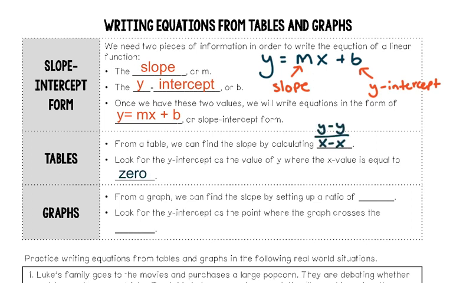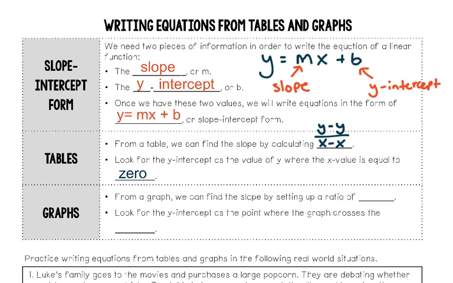So we need our equation written in slope-intercept form, but sometimes we're not just given the slope and the y-intercept. We have to find it. If we're given just a table, we're going to pull out the slope by picking 2 points and then plugging them into our slope formula. Y minus y over x minus x. That'll give us the slope, which we need to write our equation.